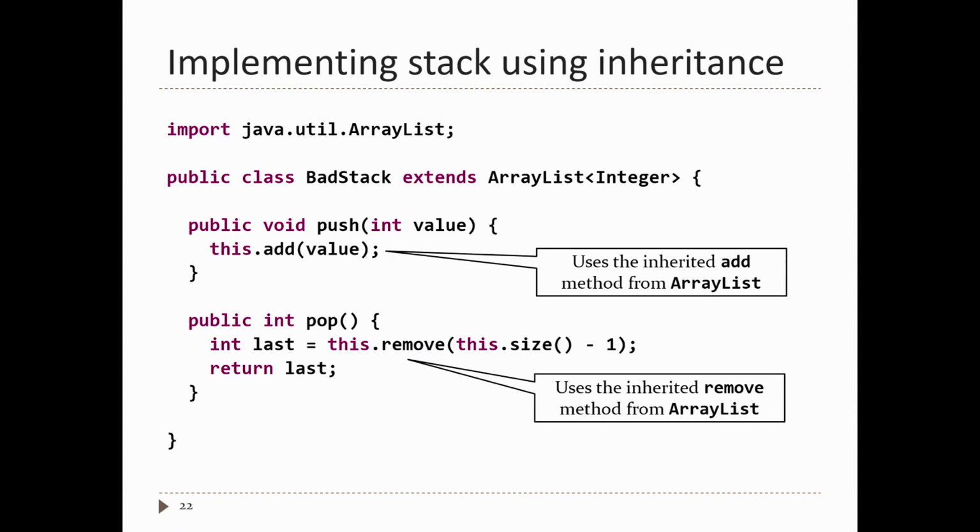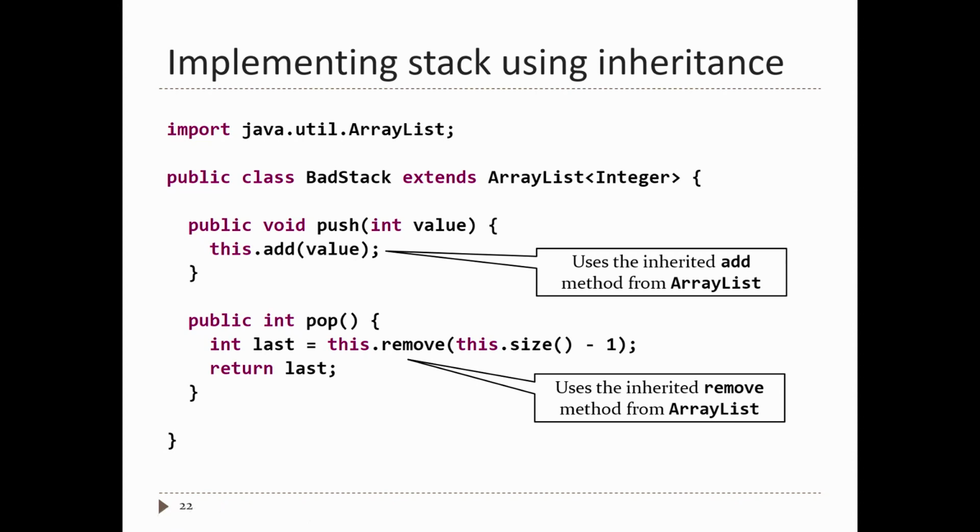What does push look like? Well, push, I have to add an element to the end of a list, right? But bad stack is a list, right? So what does that mean? It has an add method, right? It's got an add method that it inherited from array list. So I can simply call the add method and add the element to the end of the bad stack, right? So this dot add the value.